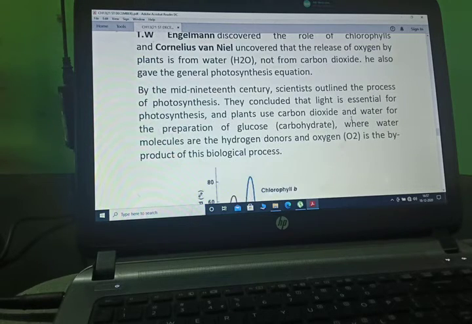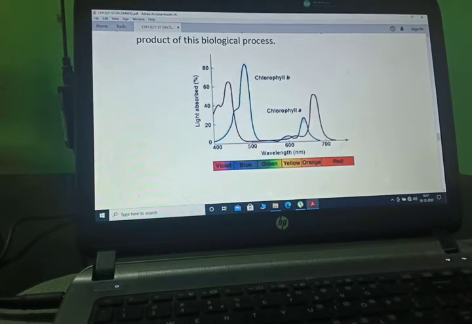By the mid-19th century, scientists outlined the process of photosynthesis. They concluded that light is essential for photosynthesis and plants use carbon dioxide and water for the preparation of glucose, where water molecules are the hydrogen donors and oxygen is the byproduct of the biological process. We'll see now this is the light absorbed intensity, this is the color of light, wavelength, VIBGYOR: violet, indigo, blue, green, yellow, orange, red. You can see wavelengths here, starting from 400, 500, 600 and 700.